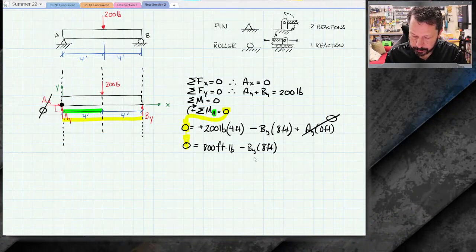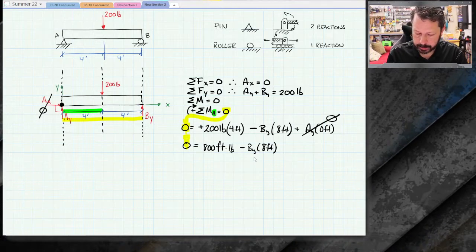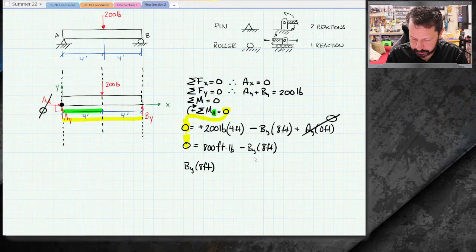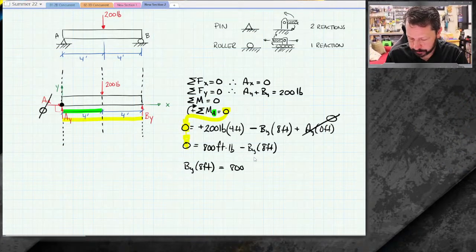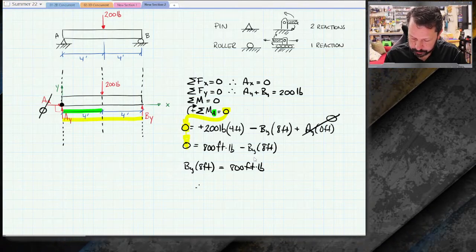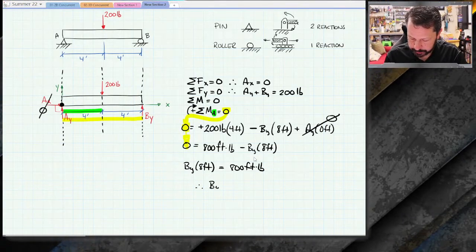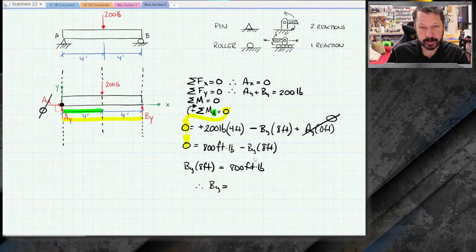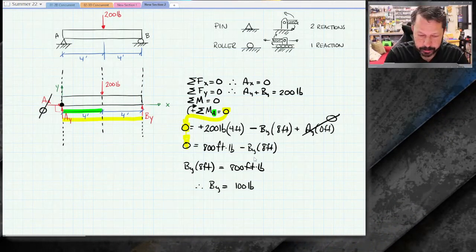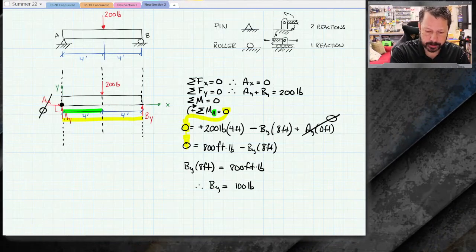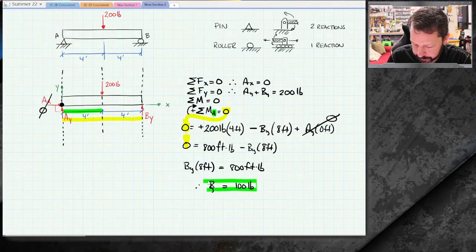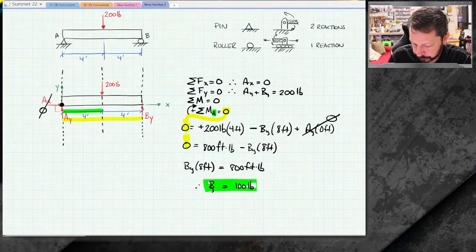So moving BY to the other side of the equal sign, BY times 8 feet equals 800 foot-pounds. Therefore, solving this equation, BY equals 800 foot-pounds divided by 8 feet, which is 100 pounds. Now, if you were paying attention to this problem and just looking at it, you could have done no bit of calculation and you would have gotten this right.